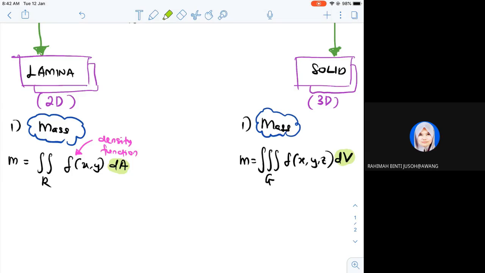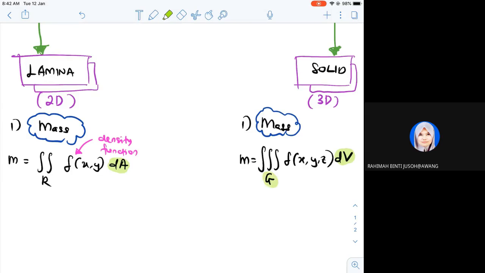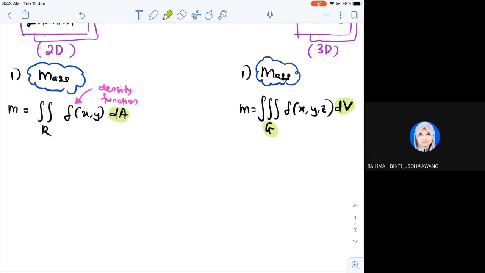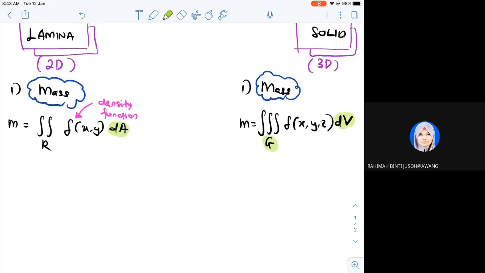Okay, so it depends on your region actually. Look at your region. What is your region? If your region is just a triangle, a plain solid, better use XYZ. But if your region G involves a cone or cylinder, better you use cylindrical coordinates. But if it involves a sphere, better use spherical coordinates. So it depends on your solid, depends on your region. Okay, so that's mass, the formula of mass. Next, number 2, we will have center of gravity.